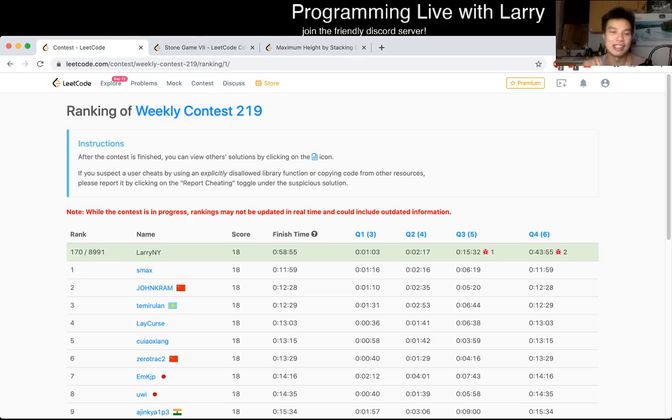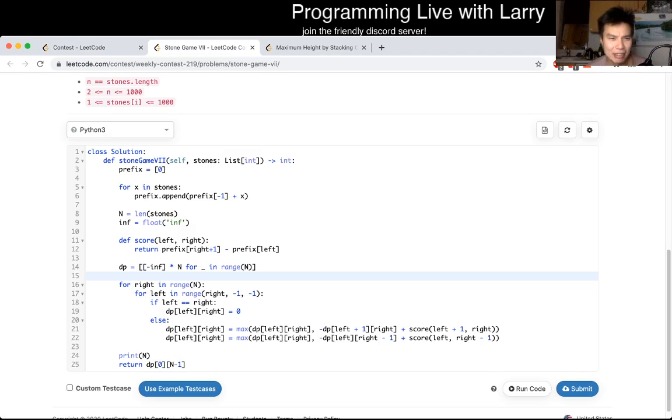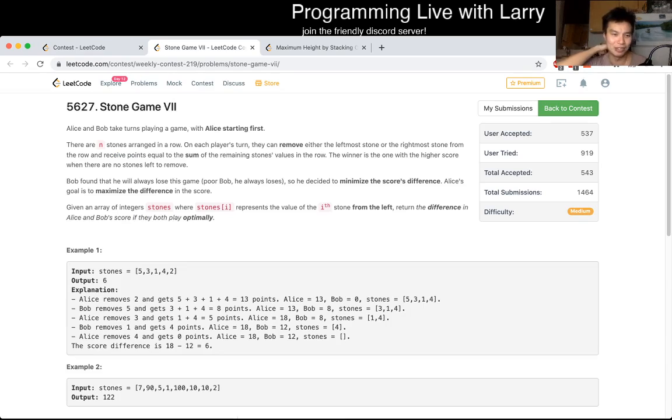This is me going with Q3 of the weekly contest 219 of Leetcode, Stone Game 7. Wow, we're already up to 7. Too fast, too furious. Or which one was the 7? Let me know if you have a good pun on Stone Game 7.